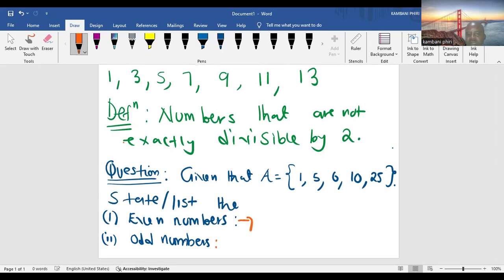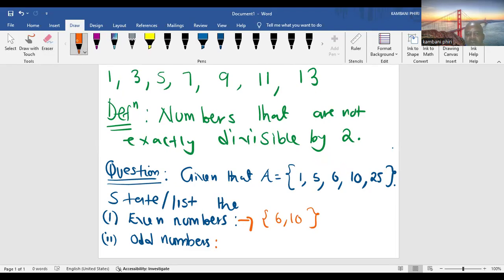So in this case, are we able to divide 1 by 2 exactly? No. How about 5? No. So this one is not even, this one is not even, this is even, this is even. So we'll have, I can even put in a set, 6 and 10. This one, no. So these are the only even numbers that we have here.